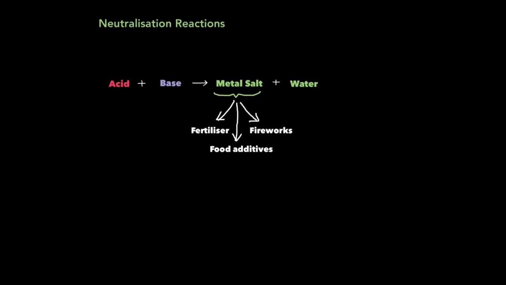Metal salts, which can sometimes just be called a salt, just like table salt, which is a metal salt, sodium being the metal, sodium chloride being the metal salt, can be very useful to us. So when you react an acid and base, we get useful products called salts. Salts can be used to make fertilizer, fireworks, and plenty of food additives, including colorings as well as flavor enhancers.